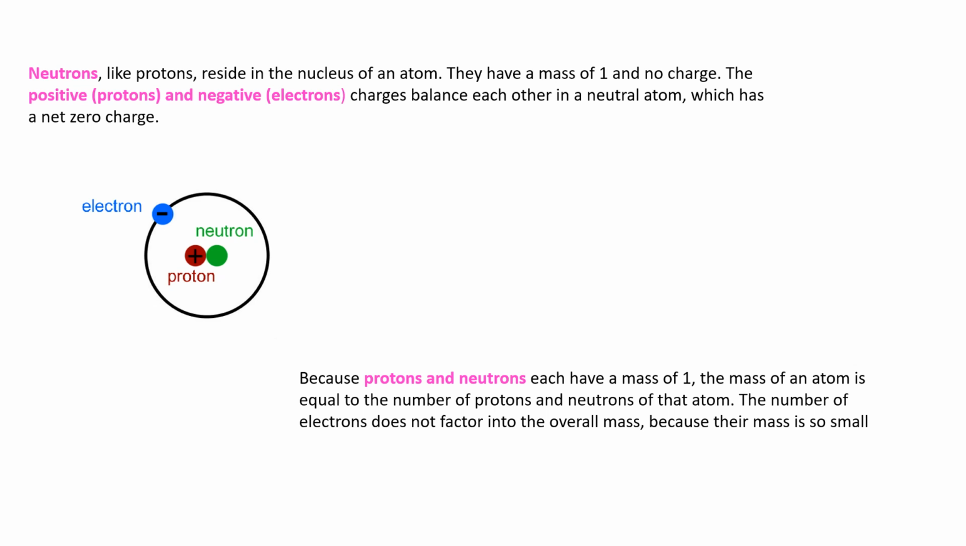So we know that we have a positive and a negative, because this is what has our mass. Protons and neutrons have a mass of 1. Electron has no mass.